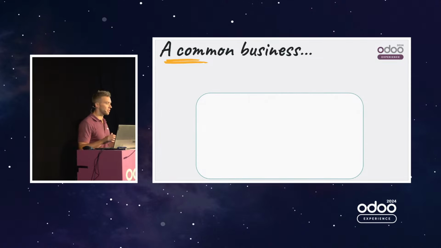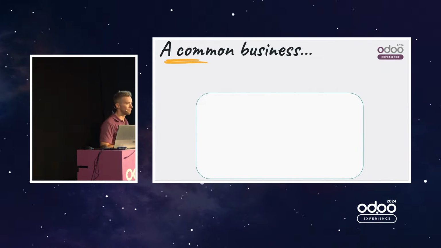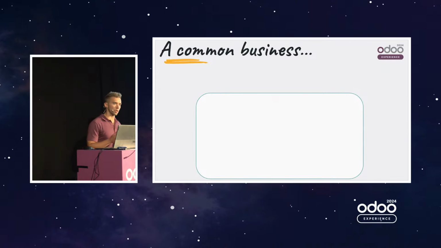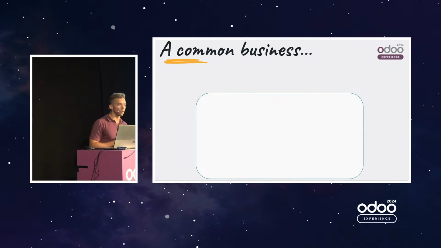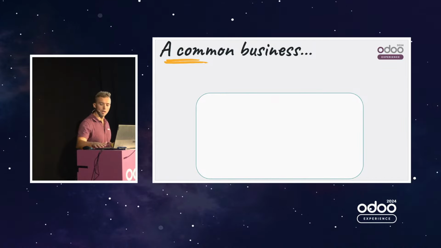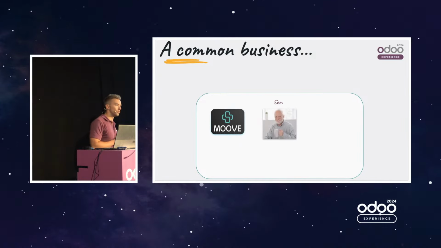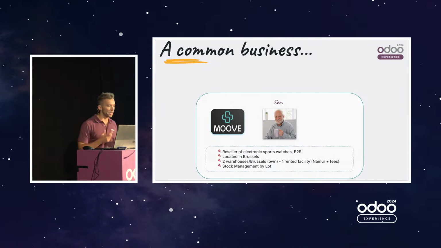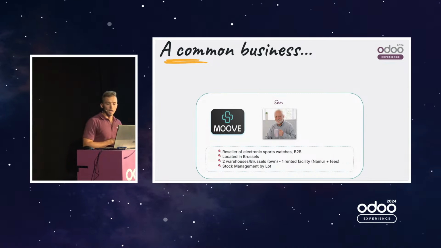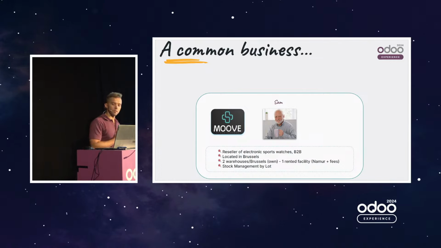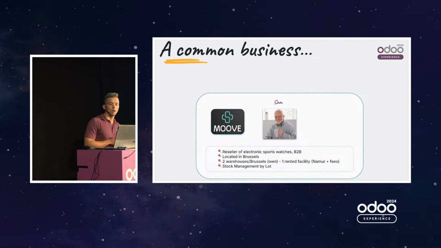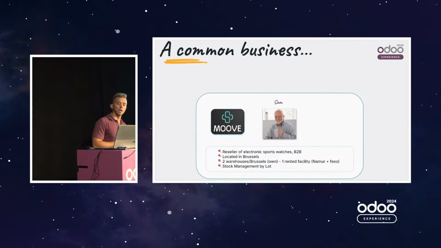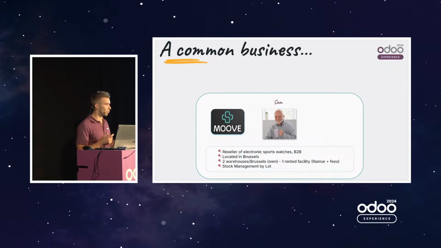To showcase that, let's take an example. An example of a business owner who is a reseller of sports watches. And let's go even further, and we will call him Sam. Sam, owner of Move Distributors. And some may know this guy, indeed, but he's a reseller of sports watches. He has a company located in Brussels and has two warehouses. One that is based in Brussels, that he owns, and another one that he rents, a facility in Namur.